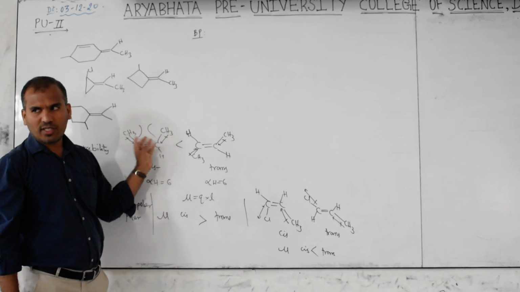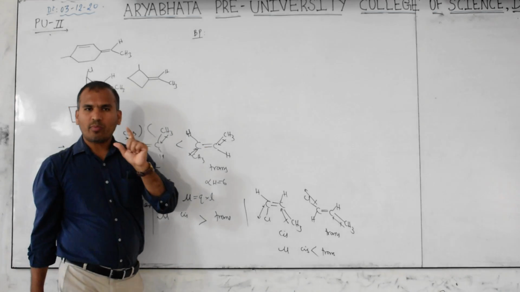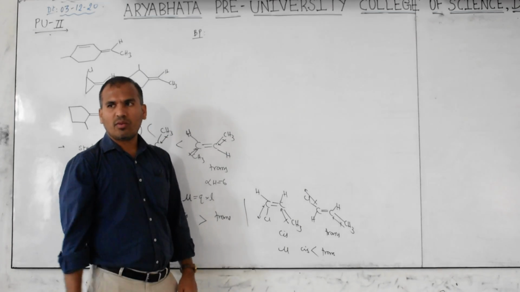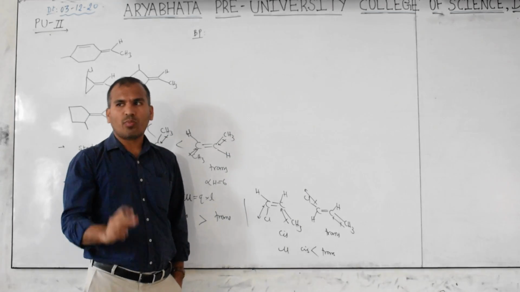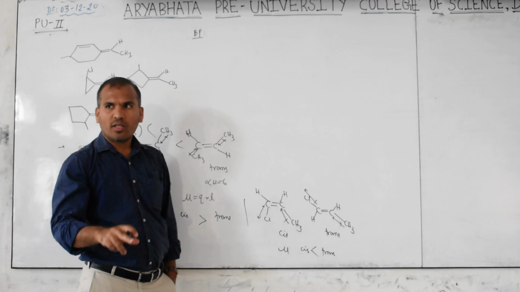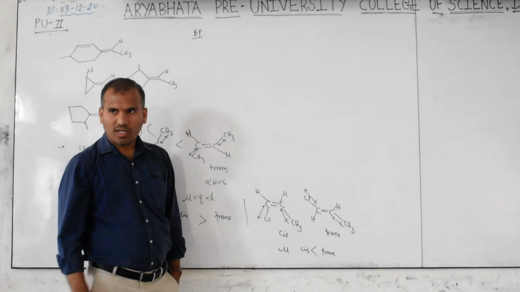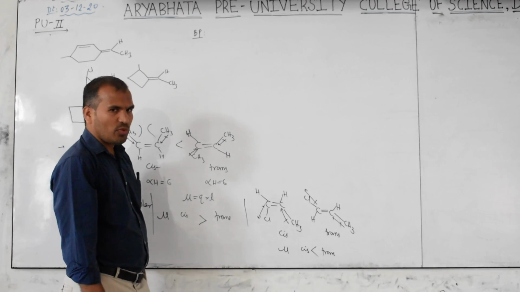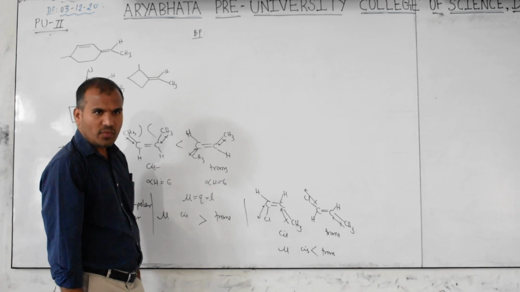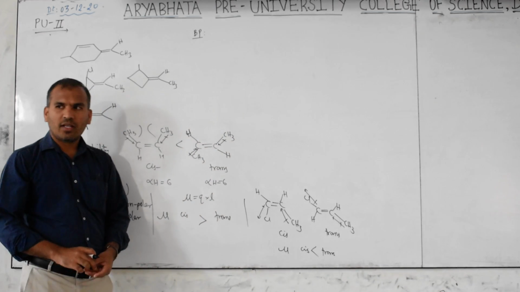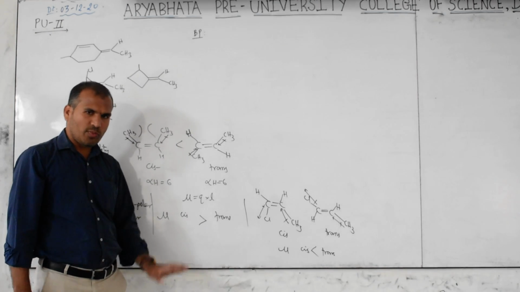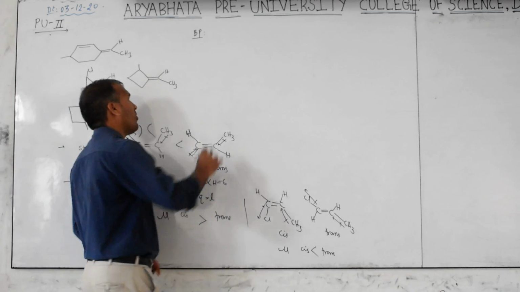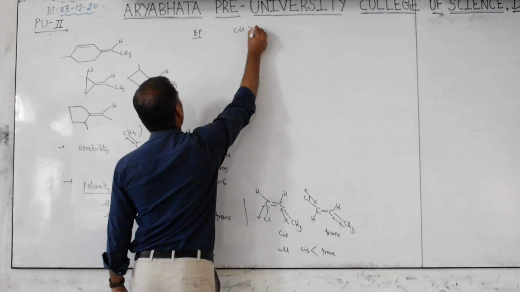Now the boiling point of this molecule. Boiling point depends on the polarity, keep in mind. More polar, more boiling point. Boiling point is directly proportional to polarity. So which is more polar here, cis form or trans form? Cis form. Then which has more boiling point? Cis form. Therefore, boiling point of cis is greater than trans.